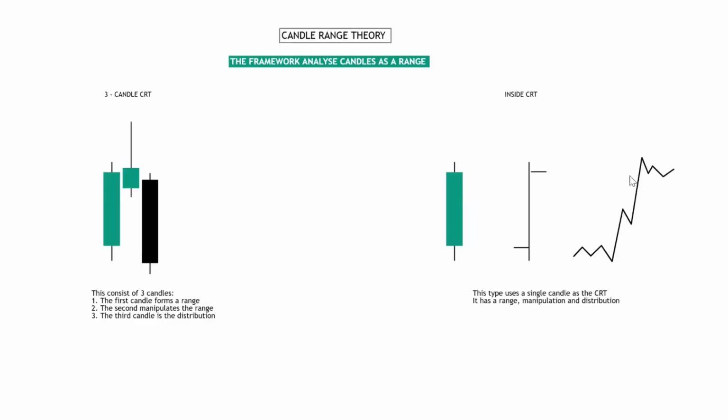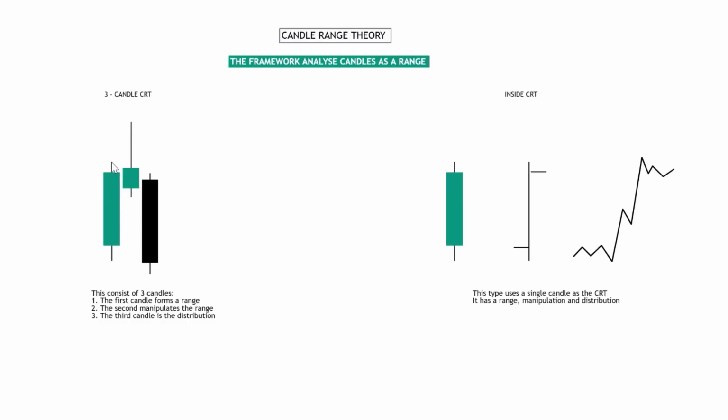When you see a full candle on the higher time frame, note that it is a range on the lower time frame. So this type uses a single candle as the CRT, which means it has a range, it manipulates and distributes. This is exactly what I'm trying to explain. This is the range, price manipulates, then distributes over here.